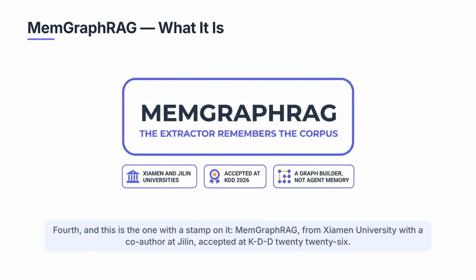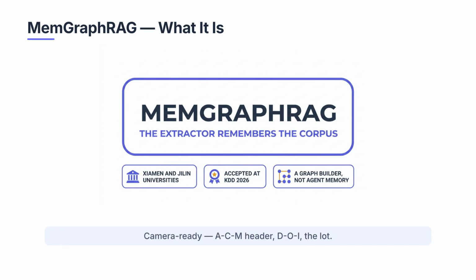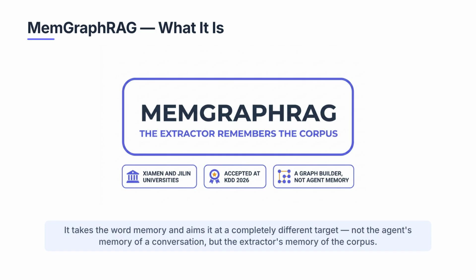Fourth, and this is the one with a stamp on it, MemGraphRAG from Cheyenne University with a co-author at GLIN, accepted at KDD 2026, camera ready, ACM header, DOI, the lot. And notice something. It is not really an agent memory system at all. It is a graph builder. It takes the word memory and aims it at a completely different target, not the agent's memory of a conversation, but the extractor's memory of the corpus.